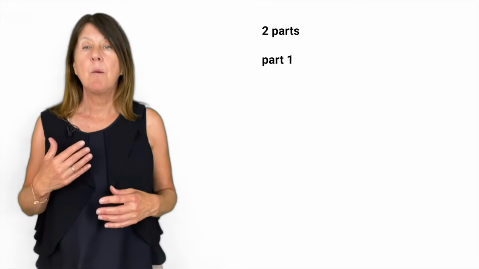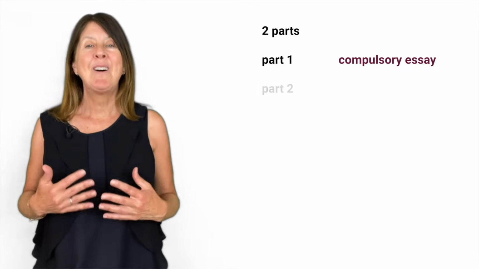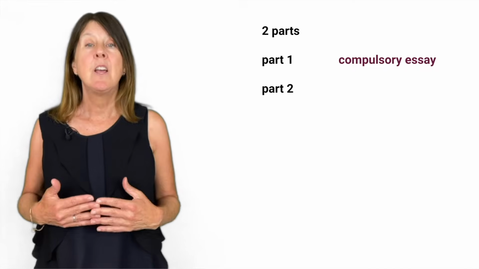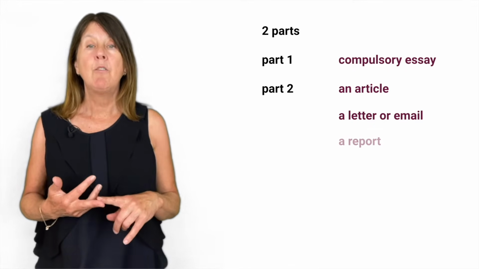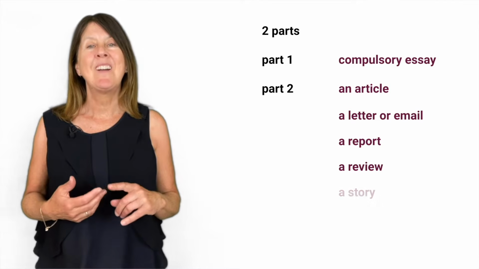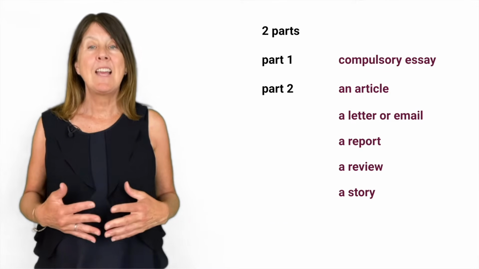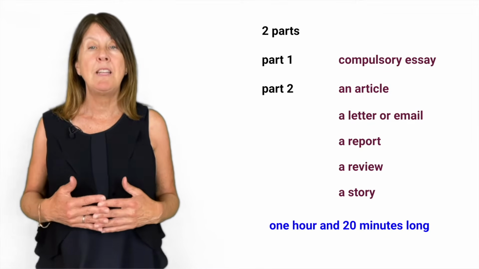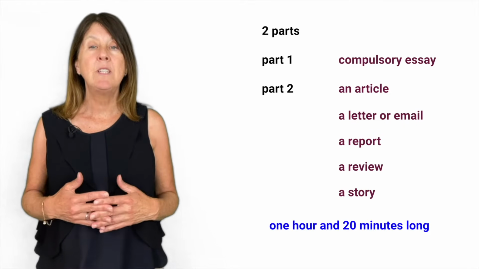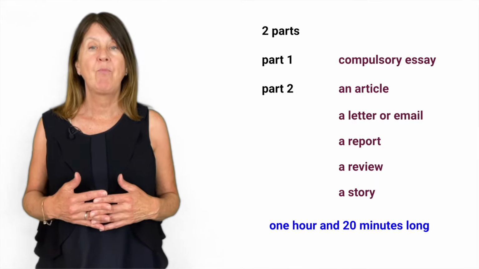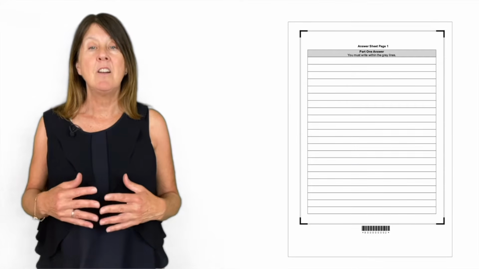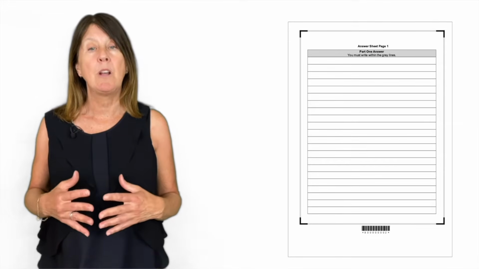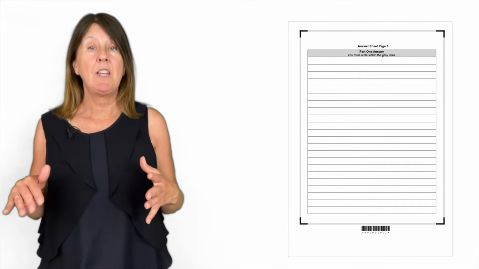Part 1 is a compulsory essay and Part 2 is where you get a choice to write either an article, a letter or email, a report, a review or a story. The exam is 1 hour and 20 minutes long, so that gives you 40 minutes for each part. The questions are written in a booklet and the answers are written in a separate booklet with lined pages.